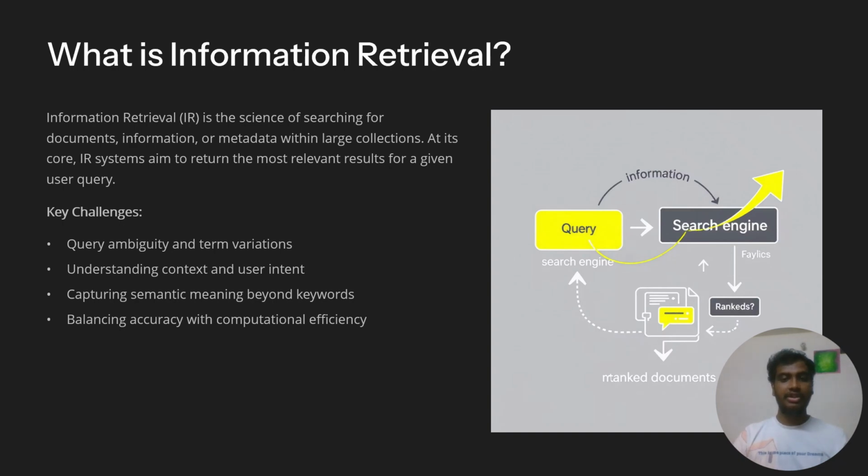What is information retrieval? Before we go deeper, let's quickly talk about what information retrieval is. It's the science of searching for documents, information, or metadata within large collections. It's basically the science that Google, YouTube, Netflix, and Amazon use. Even something small like searching for a message like mom on WhatsApp is nothing but a form of IR.